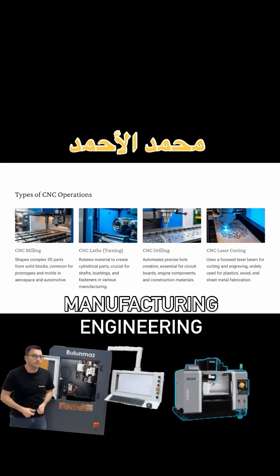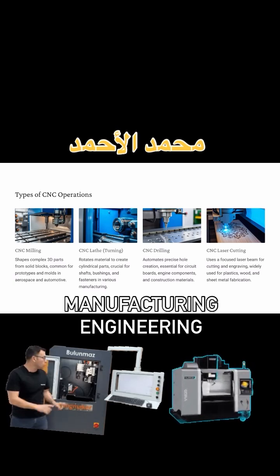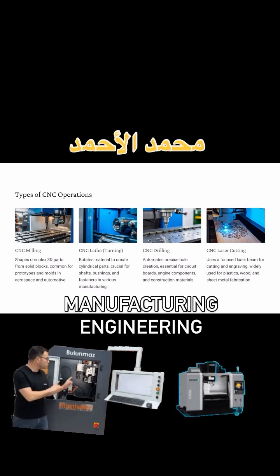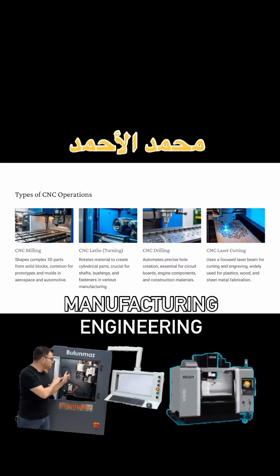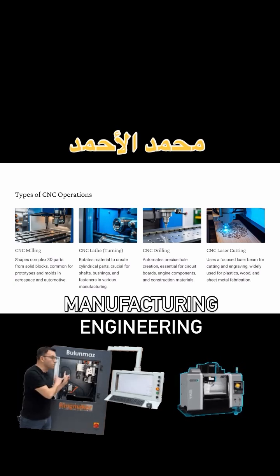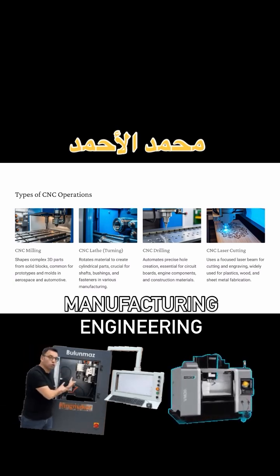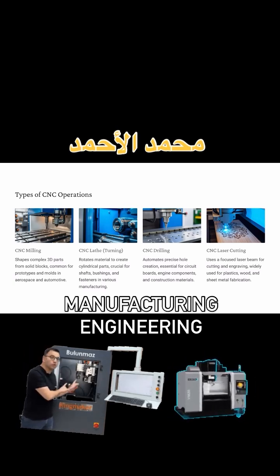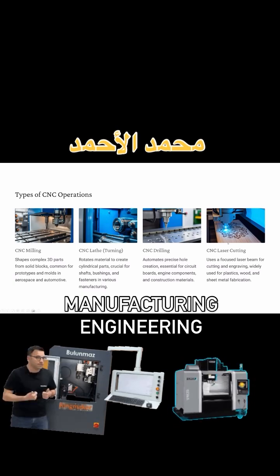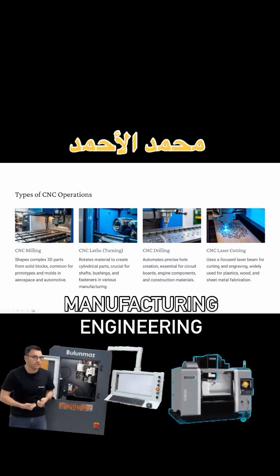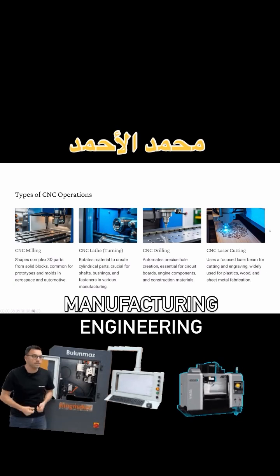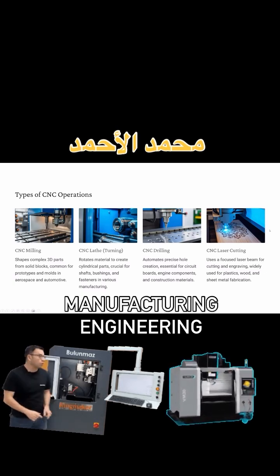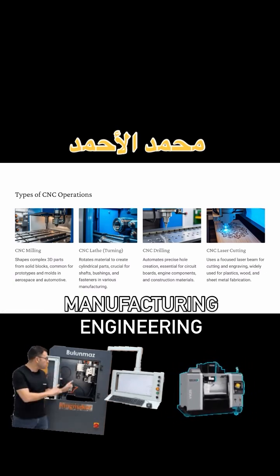Then there is CNC drilling for making accurate and precise holes, and it can even be used for PCBs, the circuit boards, or even in engines as well. We have CNC laser cutting, which is another type of operation for the CNC. It can cut and engrave materials like wood, plastic, or sheet metals.